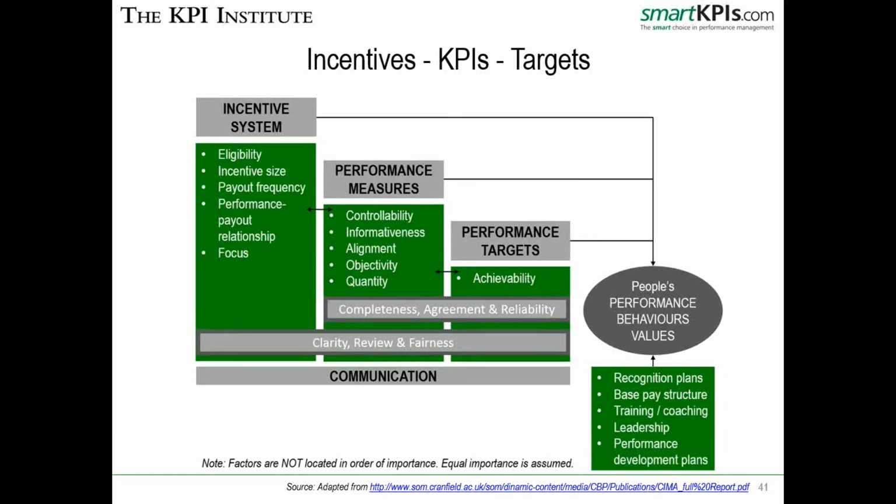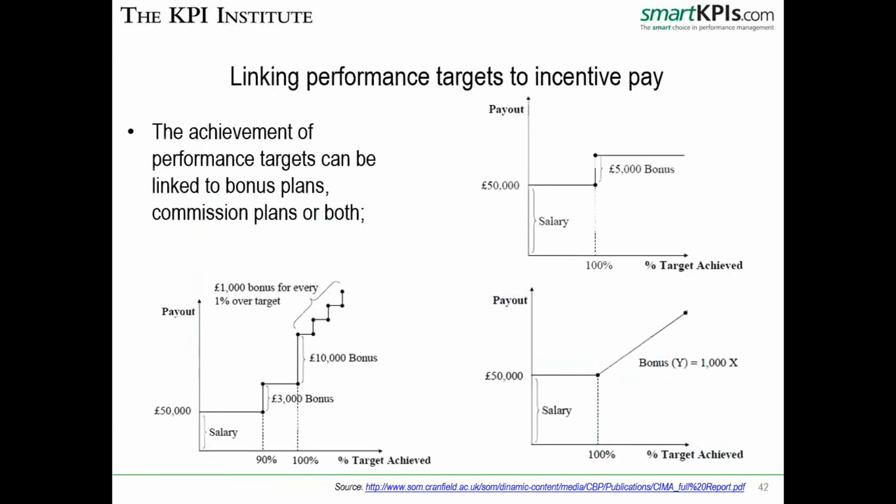And one of the major issues, as emphasized before, is how we are going to link the targets with the incentives. Now, this is one of the major challenges that companies are facing. Even if in an ideal world maybe we shouldn't link performance with incentive systems, in the end, most companies are doing this. And it's a matter of how they are approaching this particular process. Now, in terms of linking performance targets to incentive pay, of course, there are different frameworks that can be approached. The achievement of performance targets can be linked to bonus plans, commission plans, or both. And this is generally how companies are doing it.